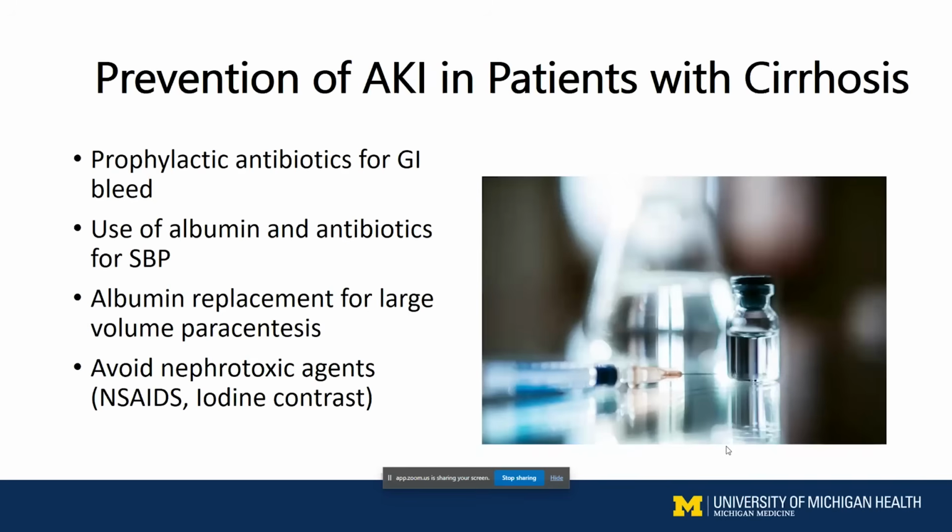The most important thing is not to have acute kidney injury. And what can we do to do that? Mainly prophylactic antibiotics for GI bleed, use of albumin and antibiotics for spontaneous bacterial peritonitis, and albumin replacement for large volume paracentesis greater than 5 liters. And this is something we have seen happen in the community, that patients get their paracentesis and do not get their albumin, and they get admitted with AKI, and then avoidance of nephrotoxic agents.